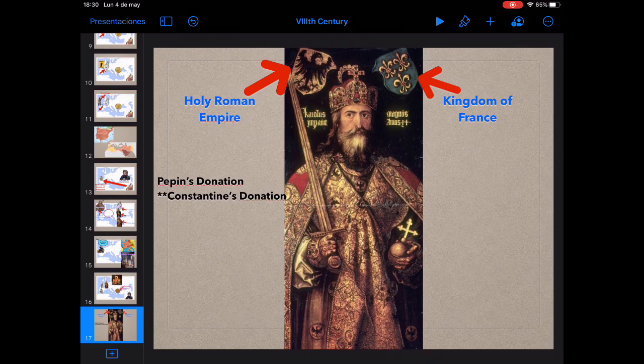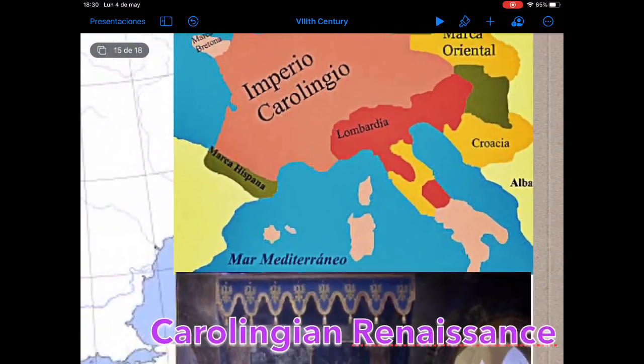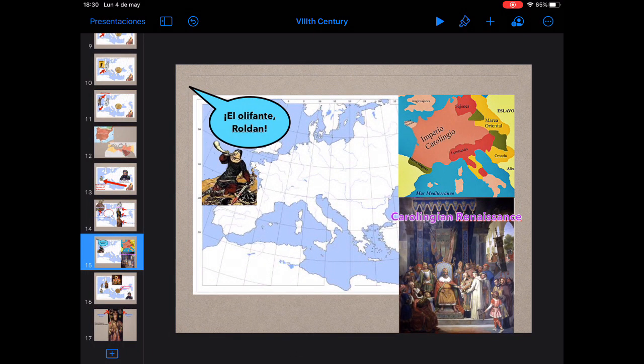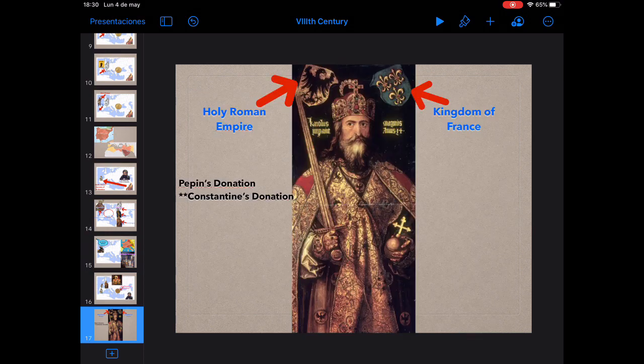And remember that these were documents. Pippin's donation is the document in which the father of Charlemagne is giving the territories of Rome to the Pope. If you see, remember that we said that these yellow parts are going to be the state of the Pope. They are going to be given to the Pope by the father of Charlemagne, and that is Pippin's donation. And the Constantine's donation, remember that it is a false document that was presented to Pippin, that was supposed to be written by Constantine, the Eastern Emperor in the 3rd century, but it was a false document.